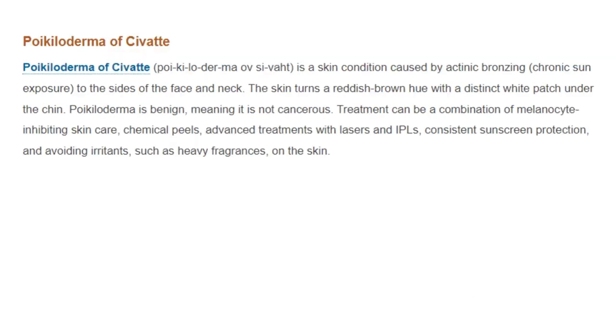Poikiloderma of Civatte. Poikiloderma of Civatte is a skin condition caused by actinic bronzing, chronic sun exposure, to the sides of the face and neck. The skin turns a reddish-brown hue with a distinct white patch under the chin. Poikiloderma is benign, meaning it is not cancerous. Treatment can be a combination of melanocyte-inhibiting skincare, chemical peels, advanced treatments with lasers and IPLs, consistent sunscreen protection, and avoiding irritants, such as heavy fragrances, on the skin.